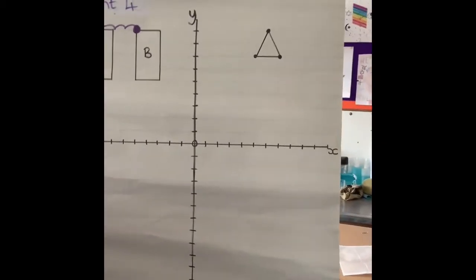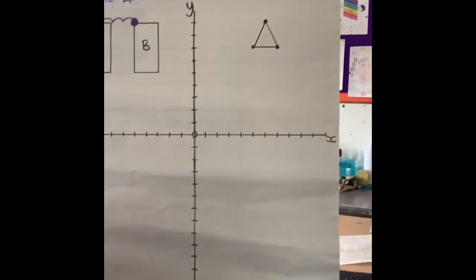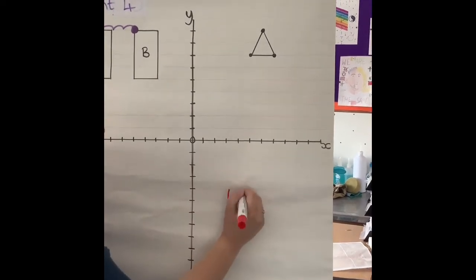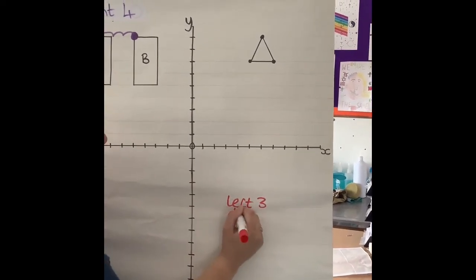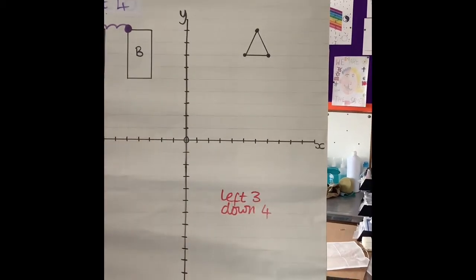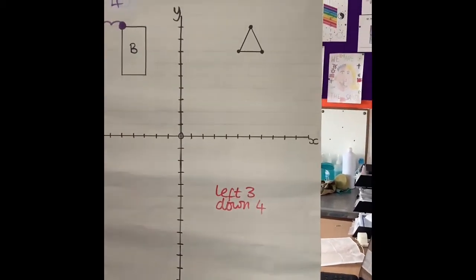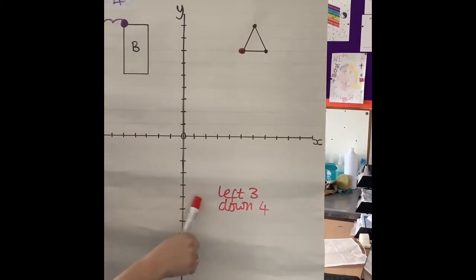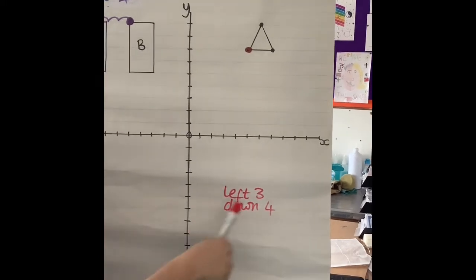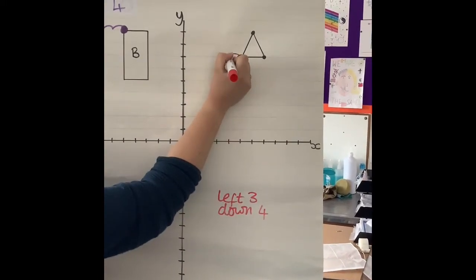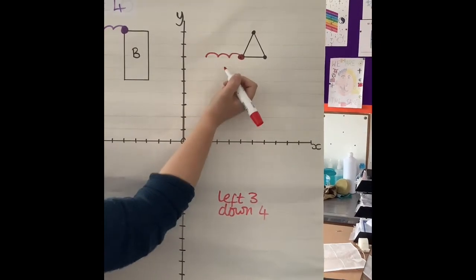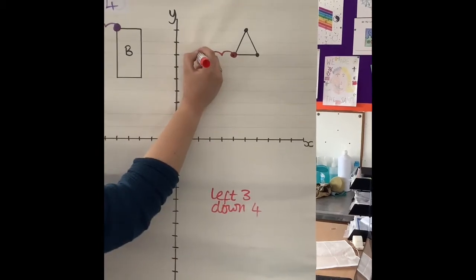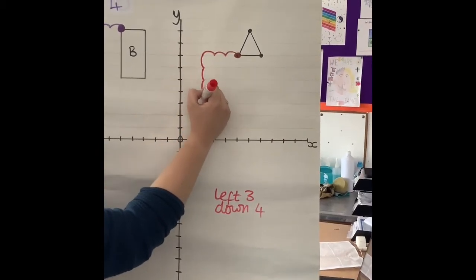Now let's look at what if you're given an instruction and you need to plot a new shape. So say you are given the instruction left 3 and down 4. How would you translate that shape? So first step, pick a point. I'm choosing that point there. Now I need to do the x-axis first, so I'm going to go left 3. 1, 2, 3. Now I'm not finished yet. I need to go down 4. So down 1, 2, 3, 4.